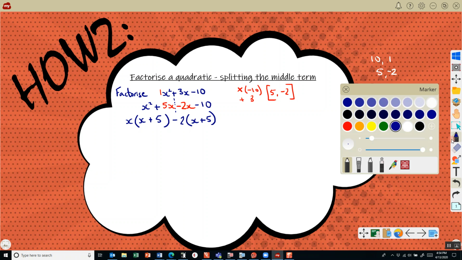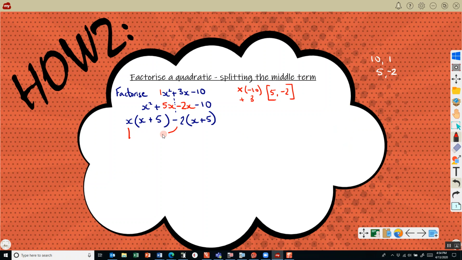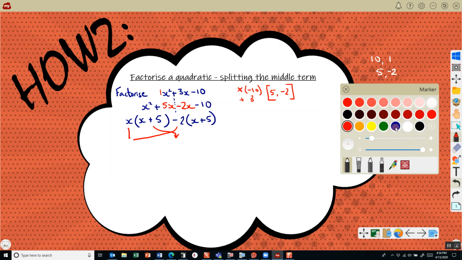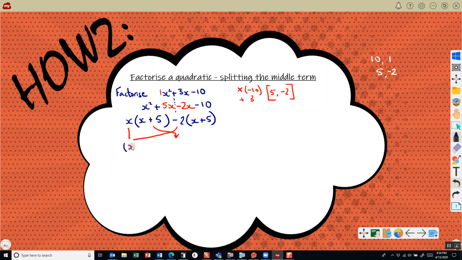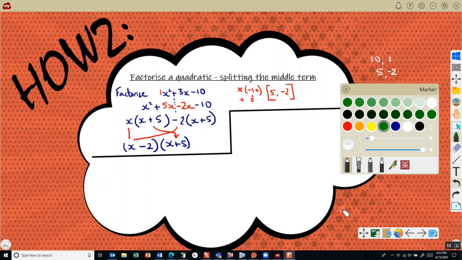And then to finish it off, you take everything that's outside the brackets and everything that is inside. So to show you, you end up getting x minus 2, and what's inside the bracket? X plus 5. You do this method, it will work every single time. Let me just do one more.